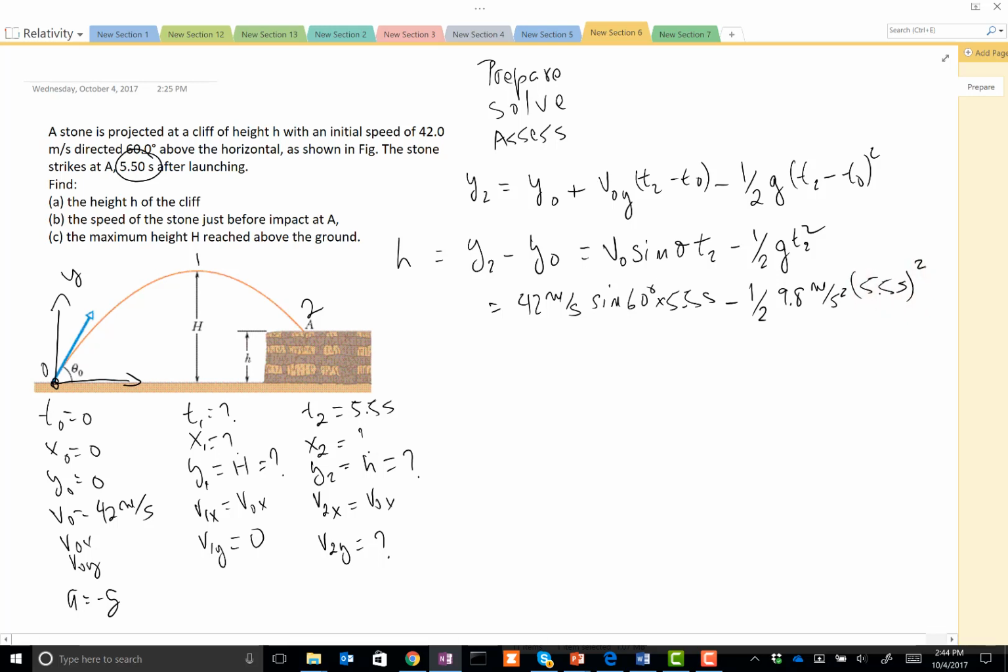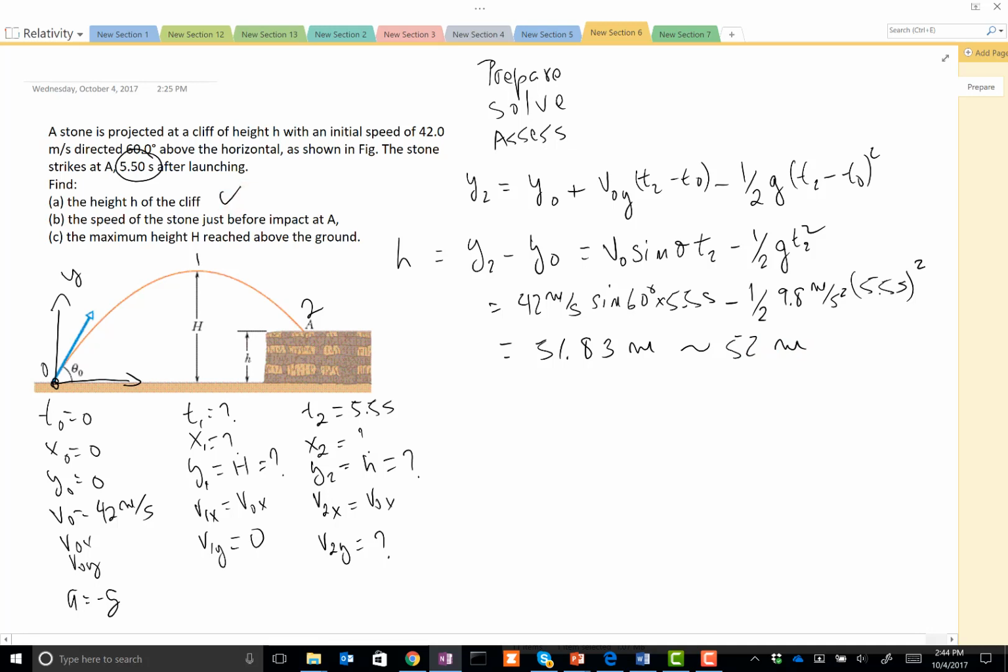If I do this algebra, I'm going to get 51.83 meters, which is roughly 52 meters, and that is my answer. So that is little h. So we've done part A.